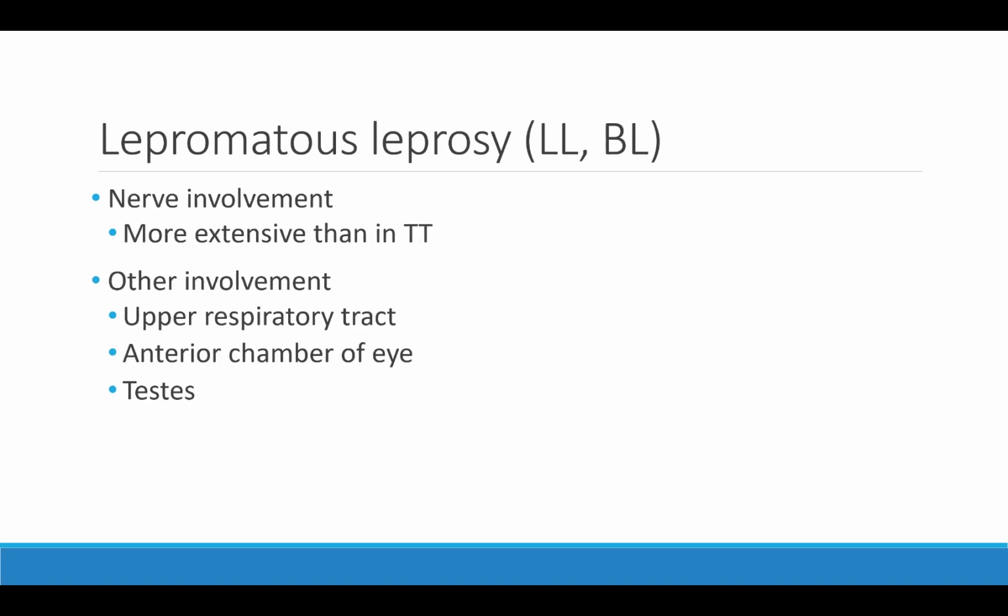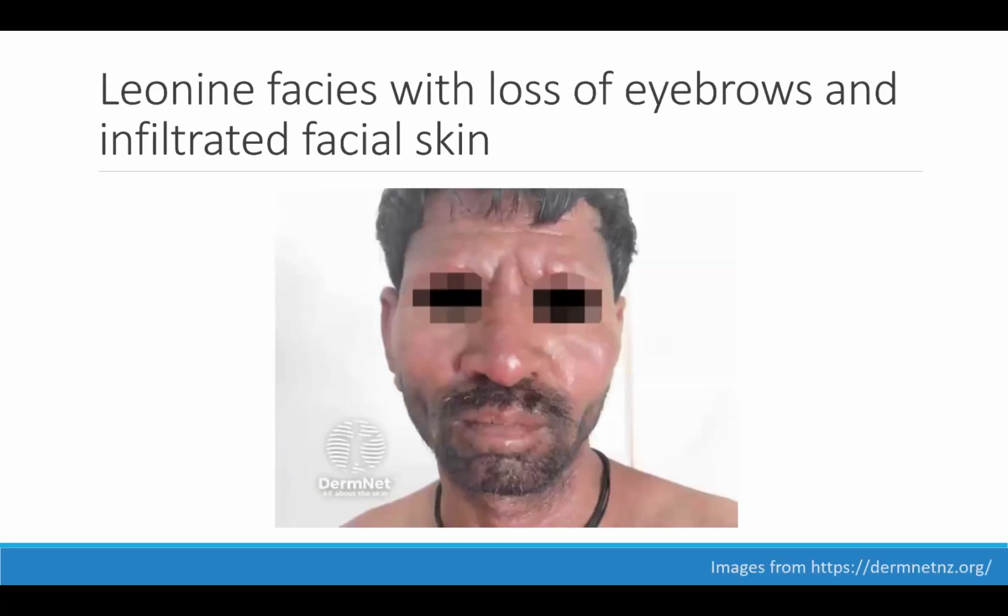Nerve involvement in lepromatous leprosy is often more extensive than in TT. Other areas involved include the upper respiratory tract, anterior chamber of the eye, and the testis. This is a picture of a patient with lepromatous leprosy with leonine facies, and you can appreciate loss of eyebrows and infiltrated facial skin.